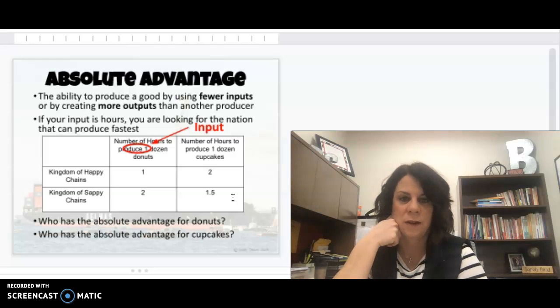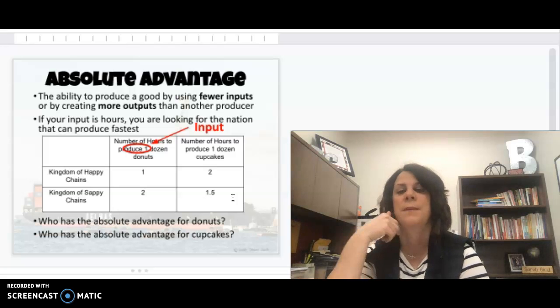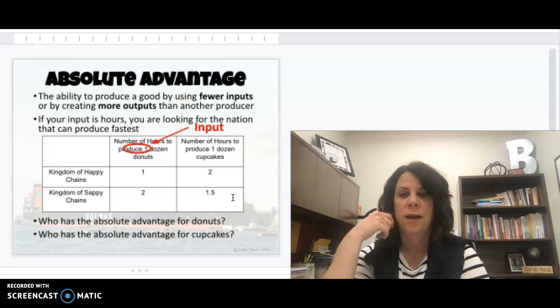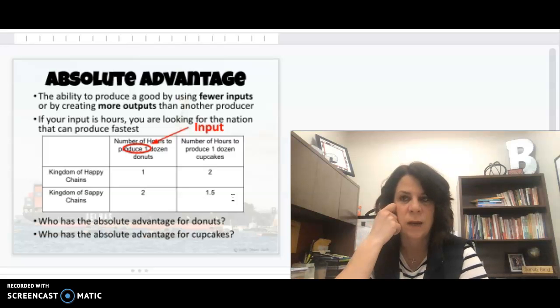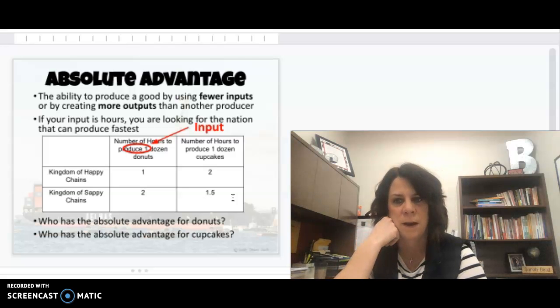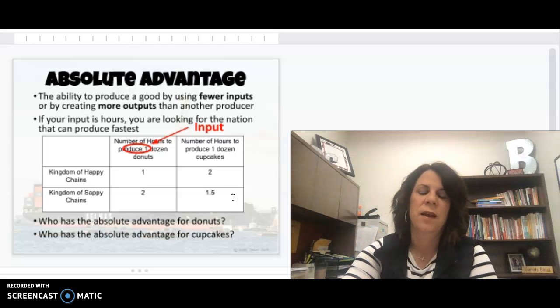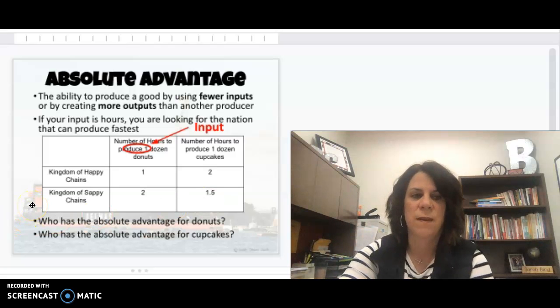Now, in this particular case, we know right off the bat that it's going to make sense because Happy Chains is better at producing donuts, so you produce donuts. Sappy Chains is better at cupcakes, so you do cupcakes. Specialize in those and trade. But what is more common is when one particular country or company is the best at both products. Then it appears like, oh gosh, they should be self-sufficient and everybody should make their own goods. And no, that's not the case. And that's where we do our calculations with comparative advantage. So that's coming up soon. But remember again, absolute advantage is who's the best at it.